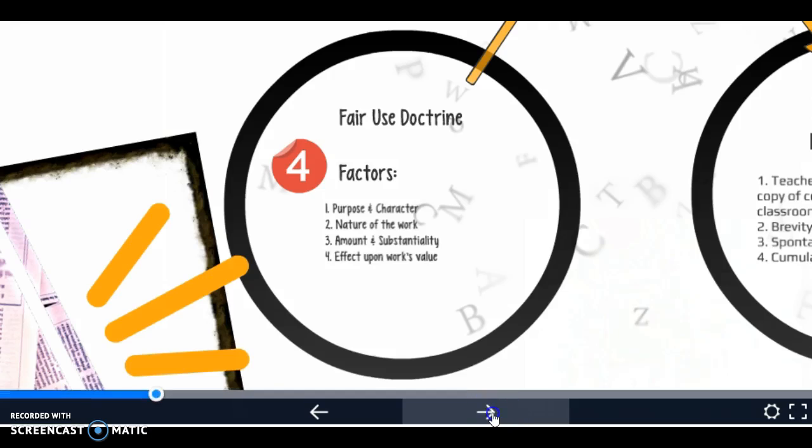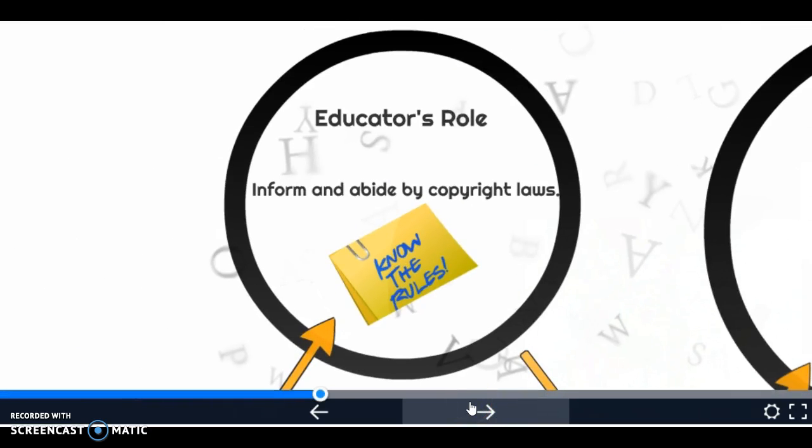As far as educators go, we have to be able to know these rules. We have to be able to inform and abide by the copyright laws. You no longer have to have the copyright logo, the C with the circle around it. There's no longer a requirement for that.